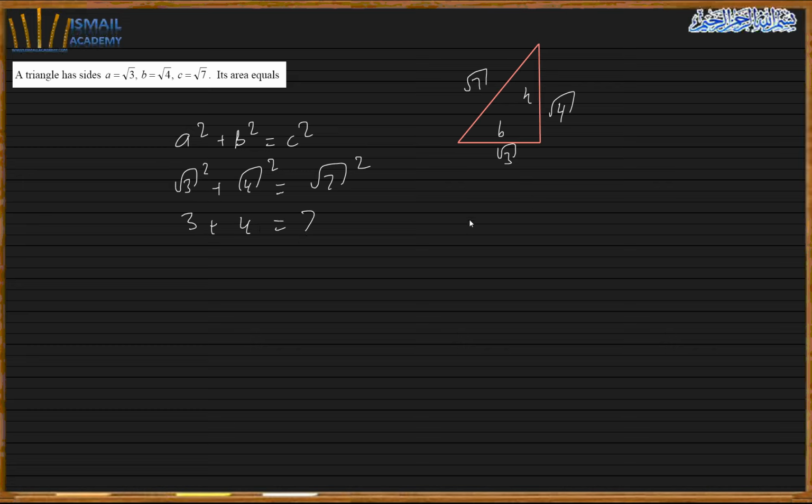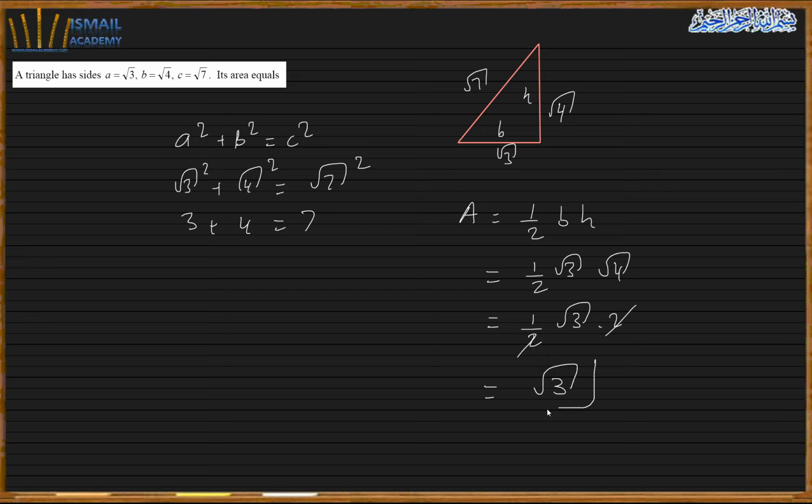So what's the area of our triangle? The area is half base times height, so it's going to be half. What is the base? It is square root of 3. What is the height? Square root of 4, which is 2. So it's going to be half times square root of 3 times 2, so the 2s cancel. So square root of 3 is my area for that triangle.